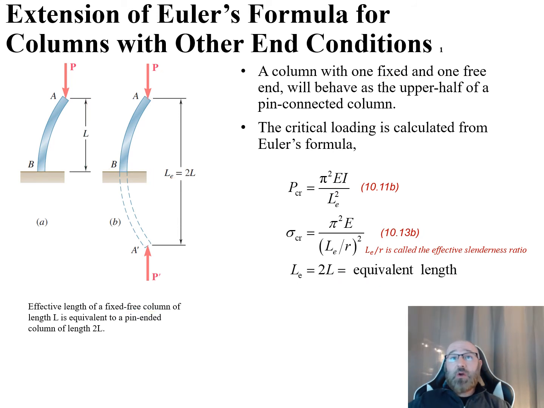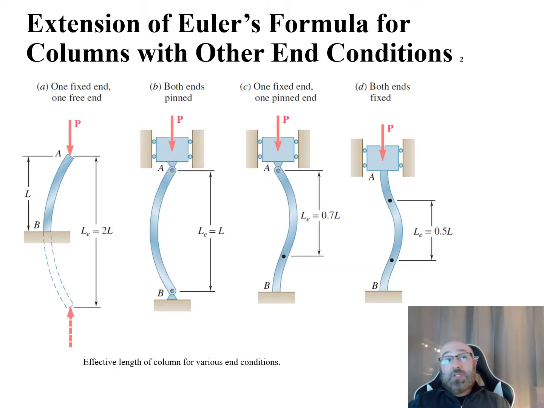Now moving on to equation 10.13b and relating this column with one fixed end and one free end back to our pinned column, for our critical stress we have the relationship of pi squared times our modulus of elasticity all over LE over r. Before, L over r was our slenderness ratio, so LE over r is now known as our effective slenderness ratio, where again we're substituting in that LE is equal to 2 times L based upon the configuration we see in our diagram.